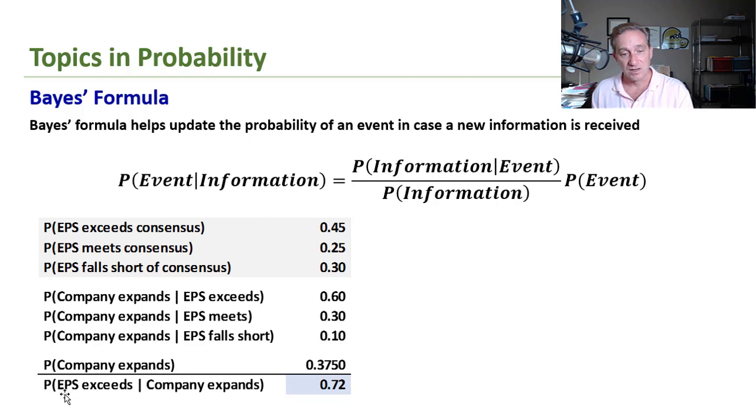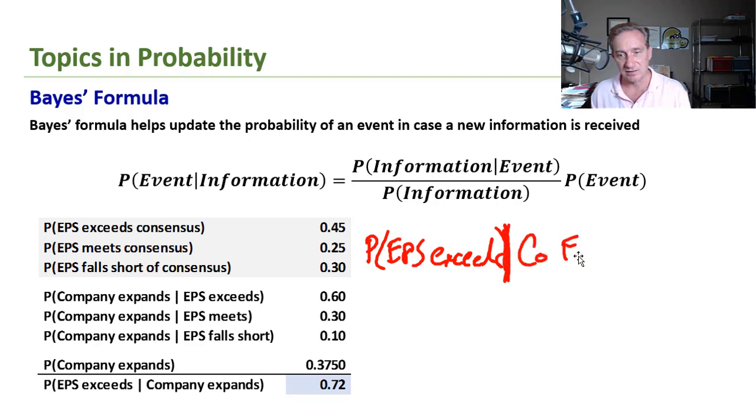So what we have is the probability of EPS exceeds, conditional on company expands, which is really the probability of the event conditional on our information. And you can see here, that equals the probability of information conditional on the event, see the reversal, which here is this value right here: the probability that the company expands conditional on the EPS exceeds. So that's my 0.60.